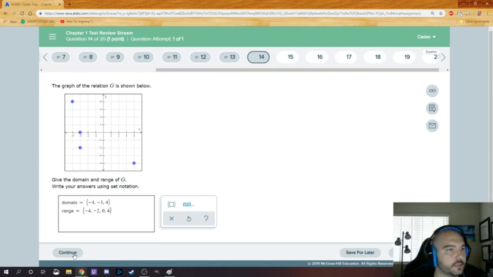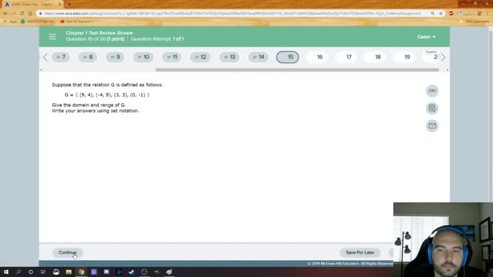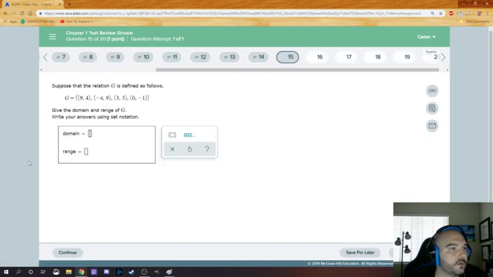So I'm going to hit continue. Same thing, except instead of getting a graph, they gave me the points as ordered pairs. The domain is still the x values. Here we just have to read them off. So I see 9, -4, 3, and 0. Just the first thing from each pair is the x value. It's as simple as that. You'll notice I did not write them from least to greatest, but it should still mark me right.